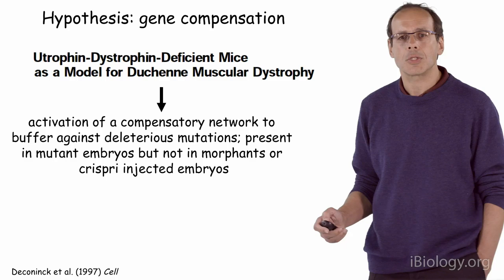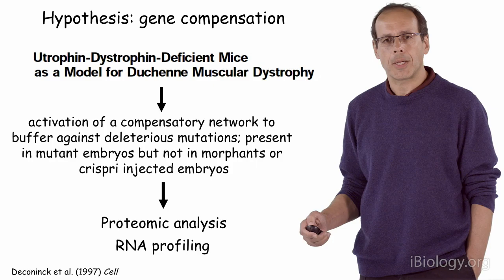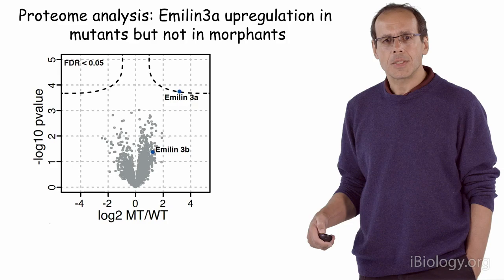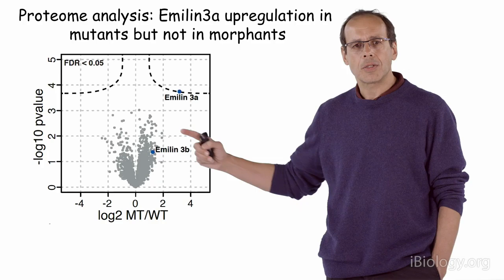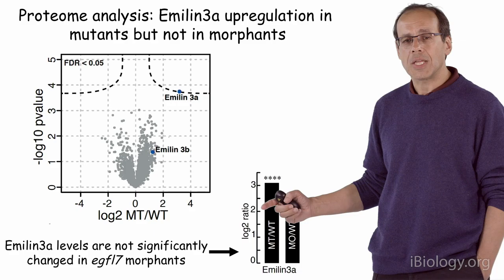And so we used then proteomics and transcriptomics to test this hypothesis. And let's look first at the proteomics. So we're comparing wild-type, mutant, and morphants. And what we found is essentially a single protein. This is now comparing mutant to wild-type. We found a single protein, MLN3A, that's upregulated in the mutant compared to the wild-type. But interestingly, this MLN3A was not significantly upregulated in the morphant compared to the wild type.